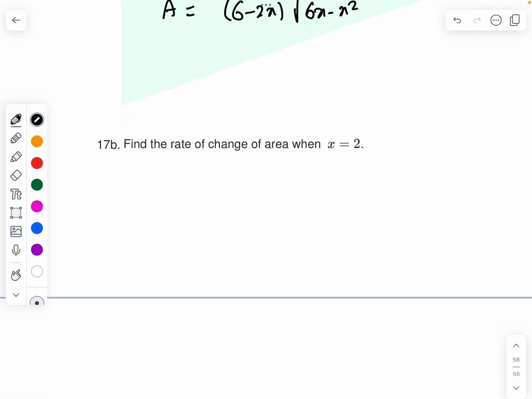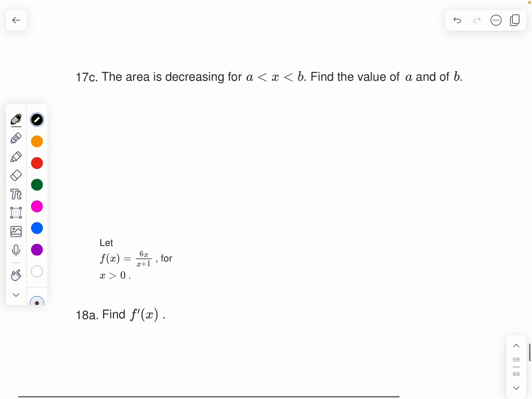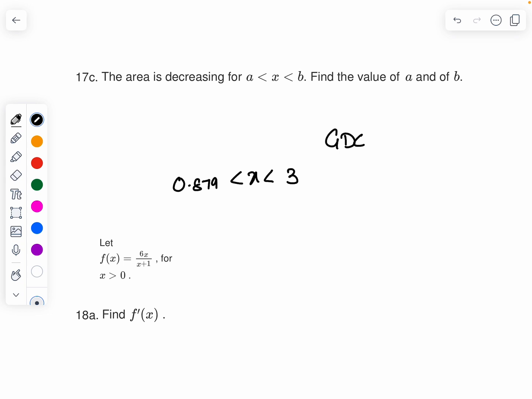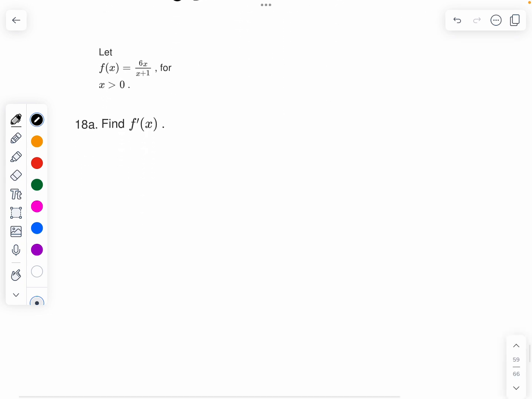Find the rate of change of area when x equals 2. So dA by dx, do it by GDC, and find it at x equals 2. You should be getting negative 4.95. Find where the area is decreasing, between a and b. Find the values of a and b. So you can see from the GDC, the values of a and b should be 0.87923.